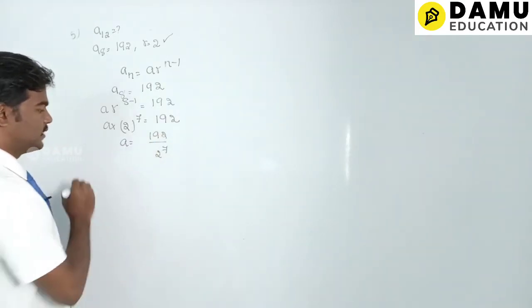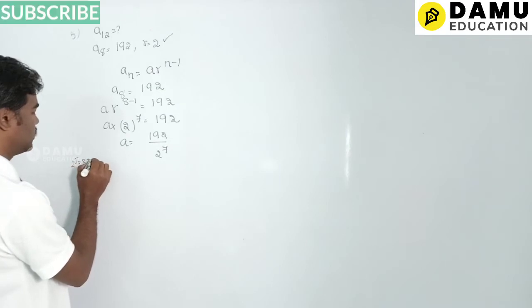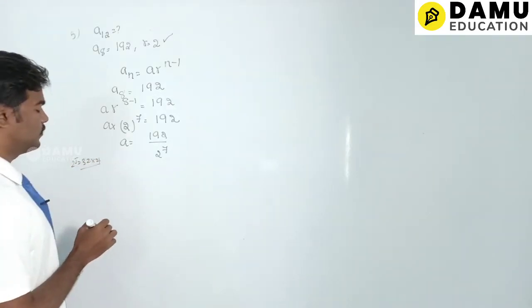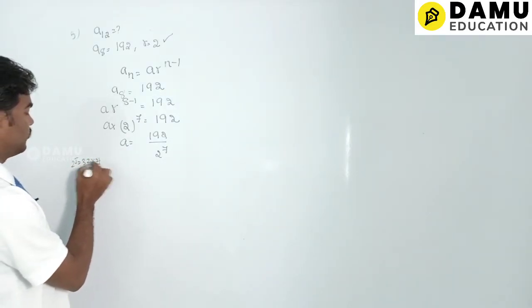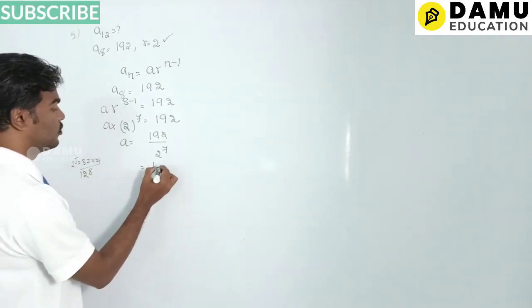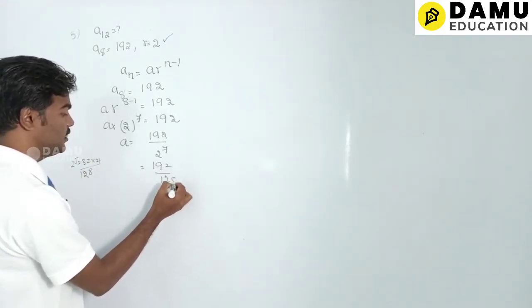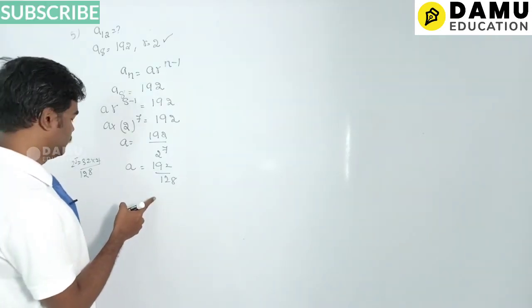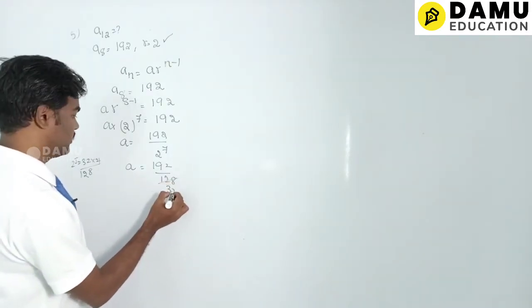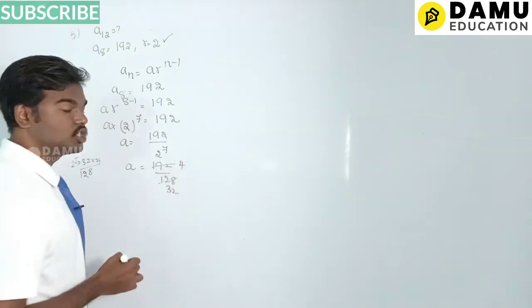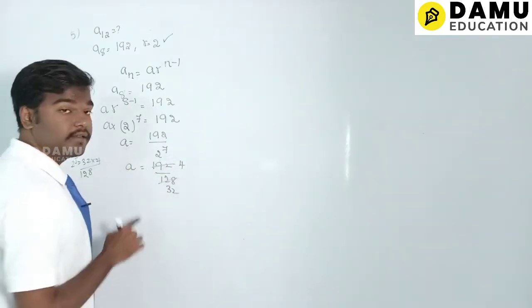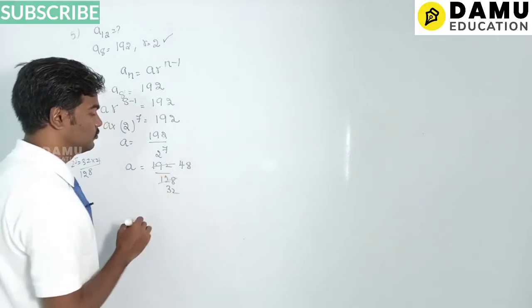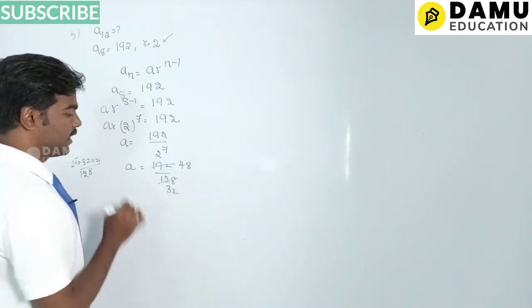So 2 power 7: 2 power 5 is 32, 32 times 2 is 64, times 2 is 128. So 192 by 128, this is the first term. Can we calculate with 4? 4 into 32 is 128. Then 4 into 4 is 16. For 192, 4 into 48 is 192.